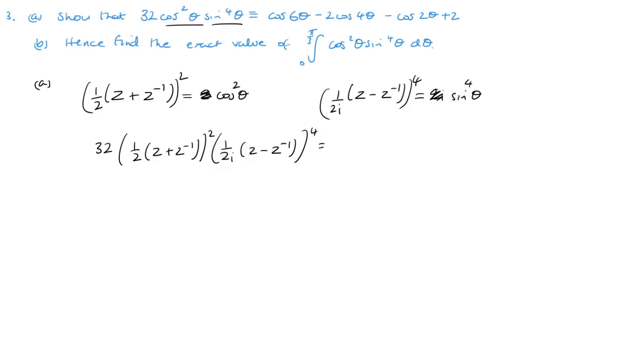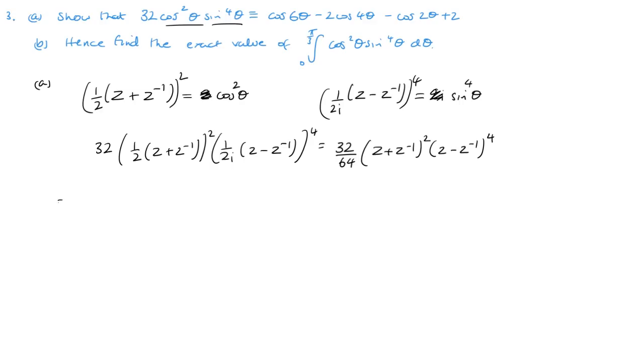So let's sort out these. A half to the power 2 is a quarter, and 1 over 2i to the power 4 is 1/16, and it's positive. So I've got a quarter times a 16th, that's 1 over 64. So I've got 32 over 64, z plus z to the minus 1 squared, z minus z to the minus 1 to the power 4. Okay, so now I can go ahead and expand these brackets.